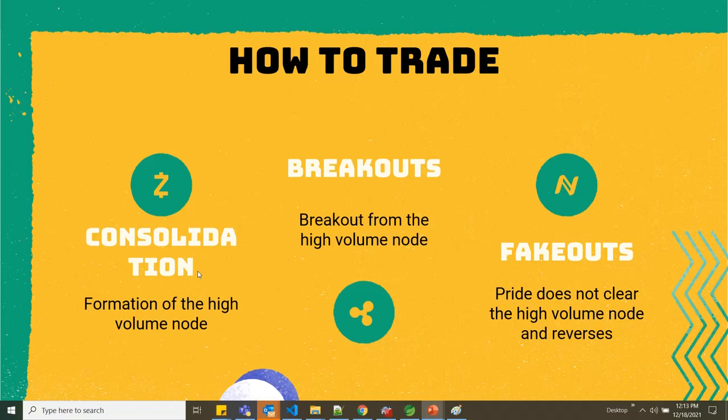Many times people trade breakouts and they fail. The reason for the failure of a breakout is that price has not broken out of the high volume node. And if the price is not breaking out of the high volume node, the breakout will fail and reverse. We will see all this in action.